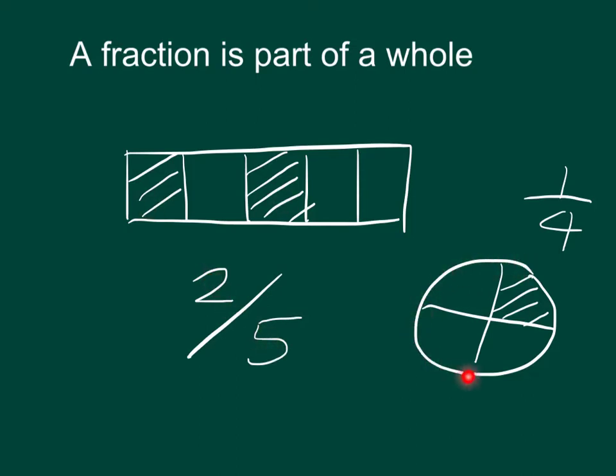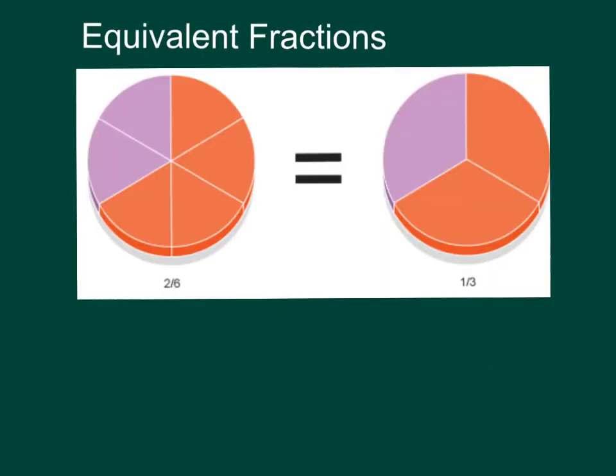In this circle here, it's been divided into 4 equal parts, 1, 2, 3, 4, and 1 of the parts out of 4 has been shaded. So a fraction is part of a whole. So what are equivalent fractions?